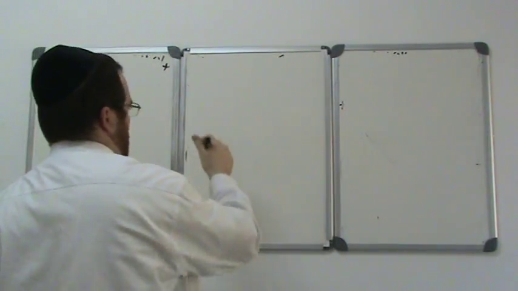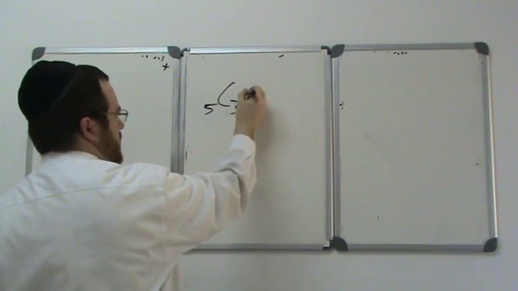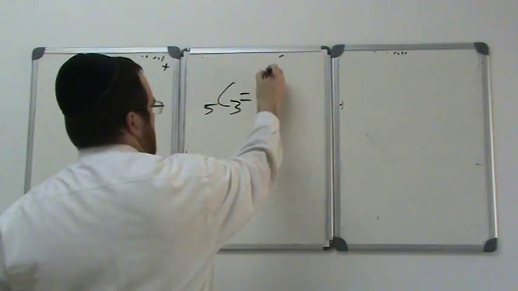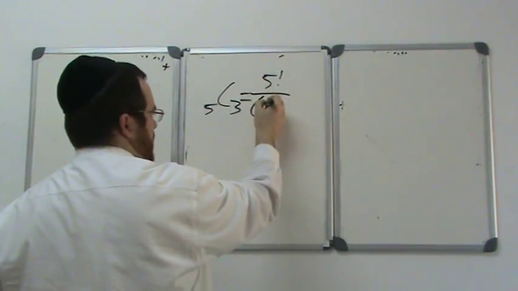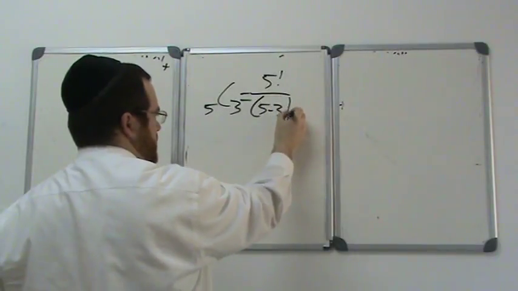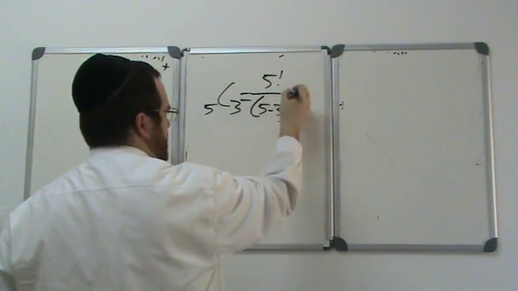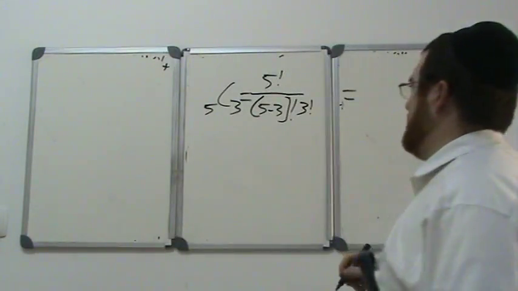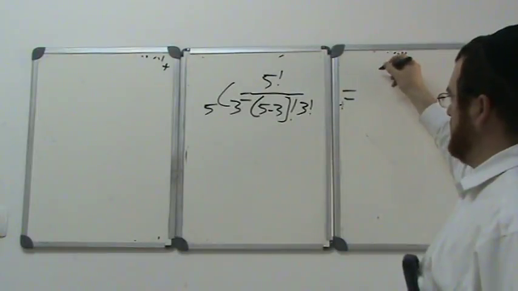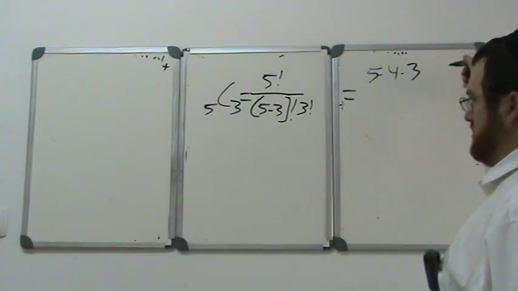Combinations are, let's say you have 5 combination 3. That's equal to 5 factorial over, in parentheses, 5 minus 3, and that whole thing is factorial, times 3 factorial. And that thing will be equal to 5 factorial, just 5 times 4 times 3 times 2 times 1.